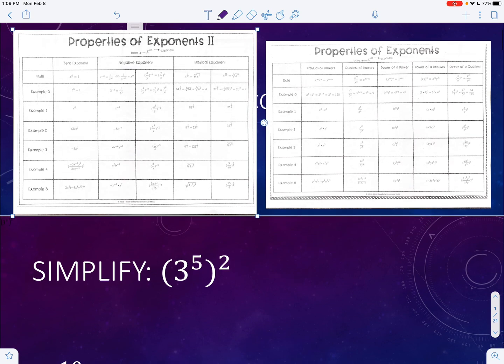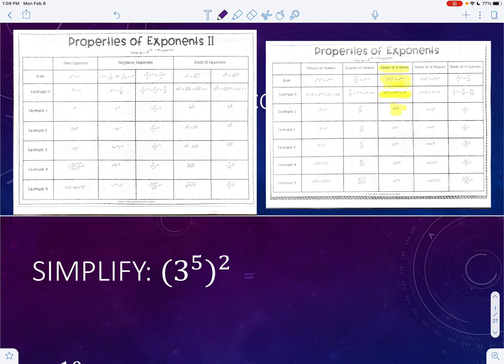So here we go. The first problem says simplify 3 to the 5th, raised to the 2nd power. Notice here we have one base raised to an exponent, and all of that is being raised to the 2nd power. That should remind us of the power of a power rule, because we have x to the m, raised to the n. When we have that, m is being multiplied by n, and we have some examples here. So we're going to apply that rule.